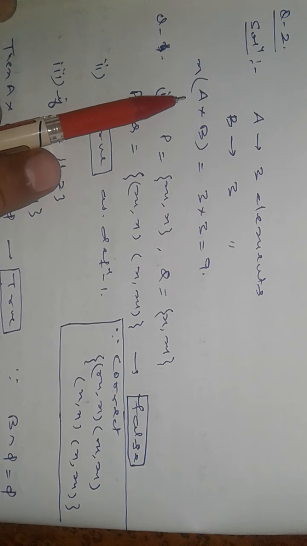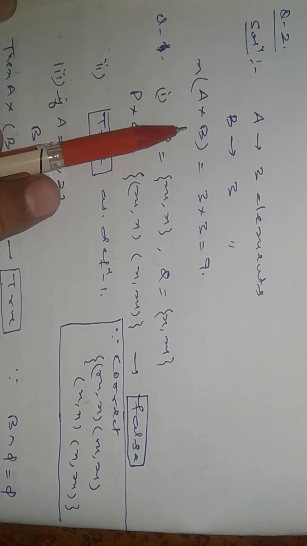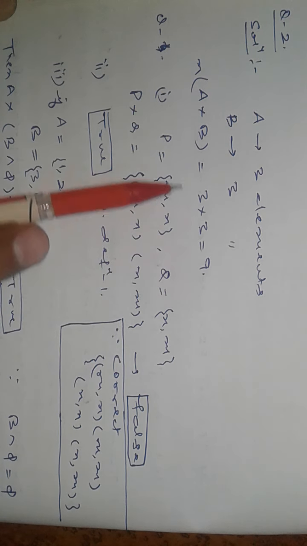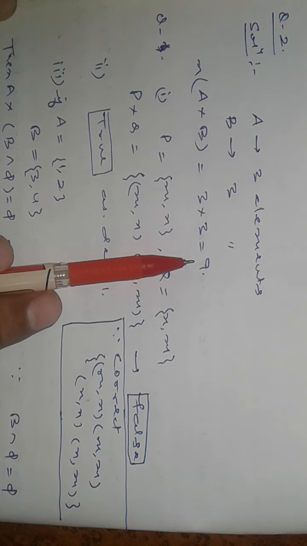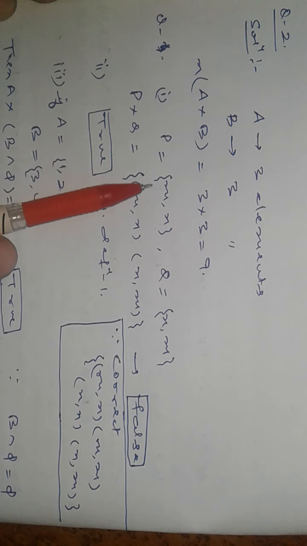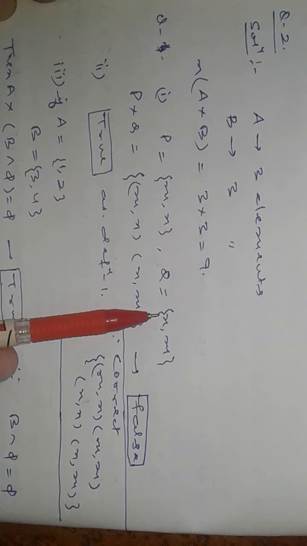Question number 2: A has 3 elements, B has 3 elements. You have to find the number of elements in A cross B. So 3 threes are 9, and A cross B will have 9 elements.